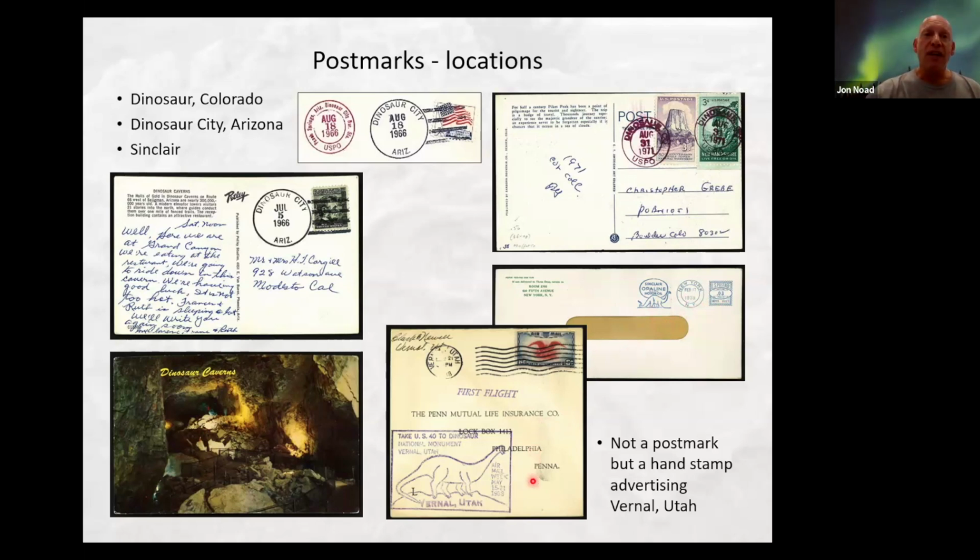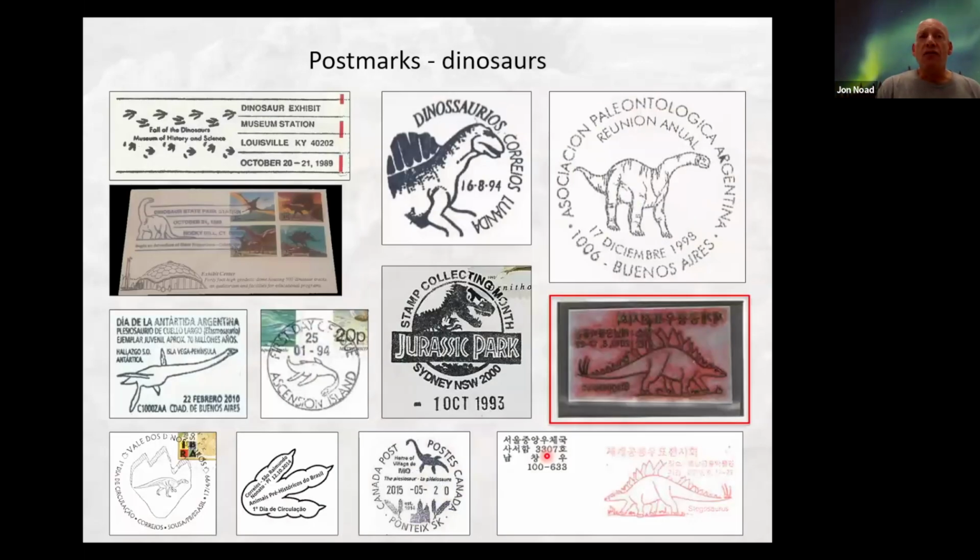And finally, I've got this other one here, which is not exactly a postmark, but is a stamp that was issued for a first flight, and it has a dinosaur on it because the first flight came from Vernal in Utah, where the Dinosaur National Monument is as well. And then there are lots and lots of dinosaur postmarks out there, and my friend's website, which I will mention at the end, has thousands of examples of the different postmarks.